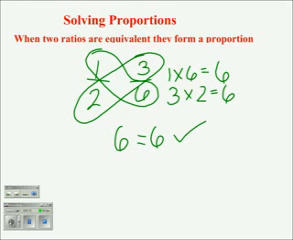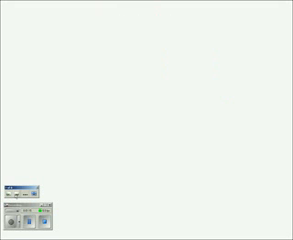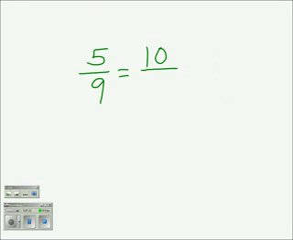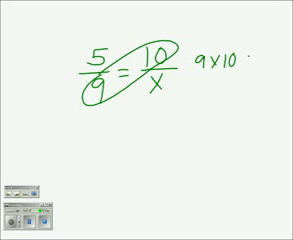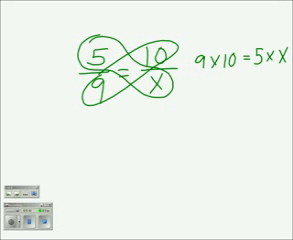Now, to solve a proportion, we need to first set up a ratio. Our two ratios are going to be 5 to 9 and 10 to x. So we're solving for the denominator of our second ratio. We've got our proportion written, and then we're going to find their cross products. So we have 9 times 10 equals 5 times x. 9 times 10 is 90, and 5 times x is simply 5x, a letter, a variable, and a number written together.